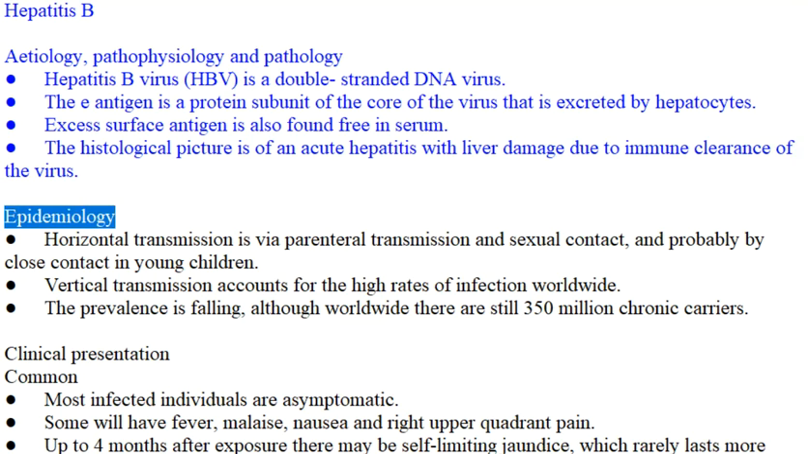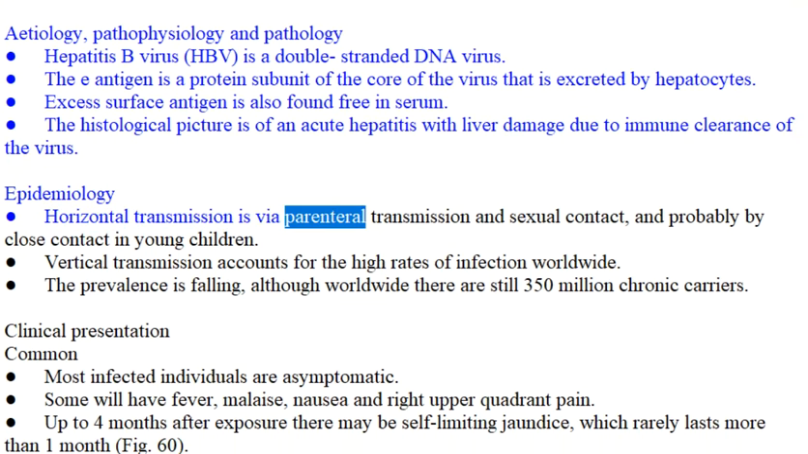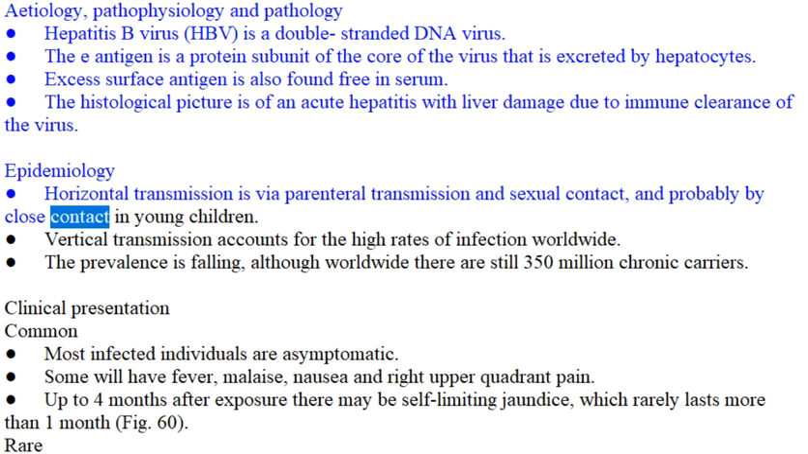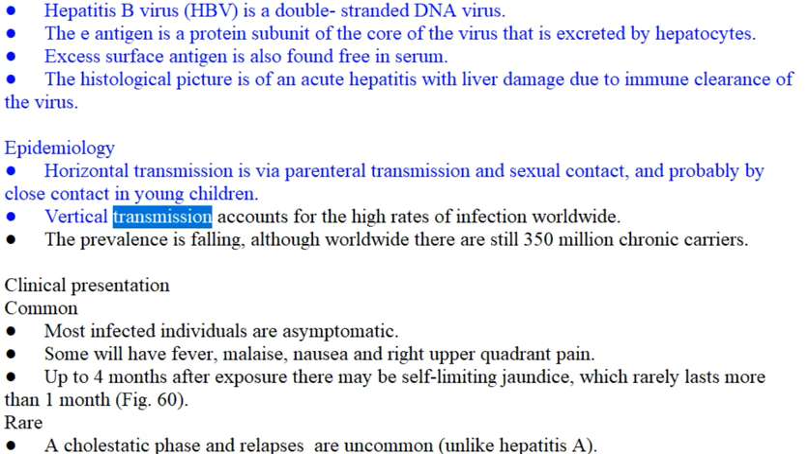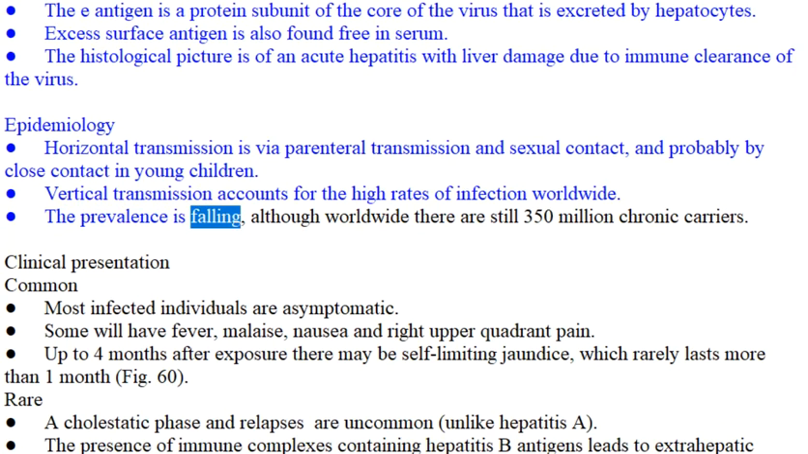Epidemiology. Horizontal transmission is via parenteral transmission and sexual contact, and probably by close contact in young children. Vertical transmission accounts for the high rates of infection worldwide. The prevalence is falling, although worldwide there are still 350 million chronic carriers.